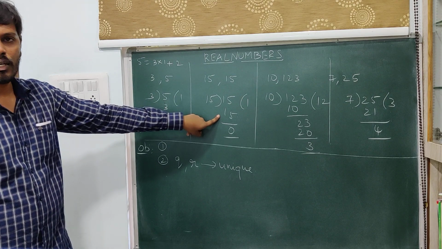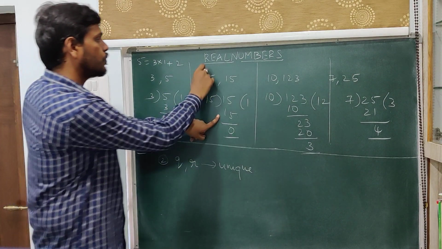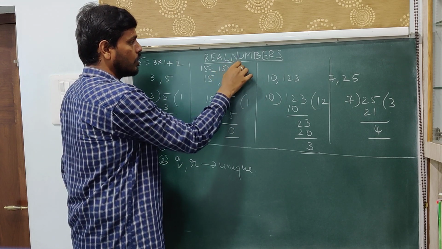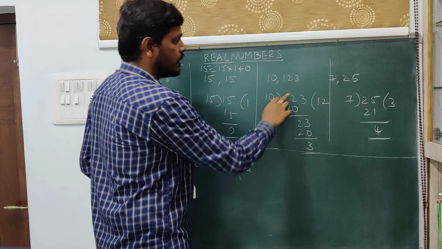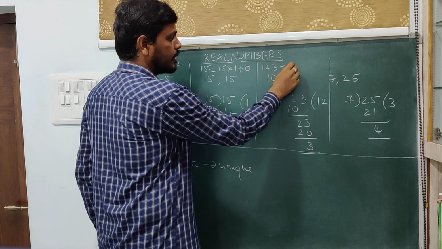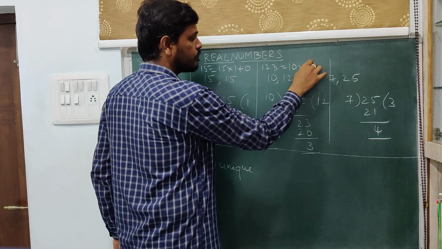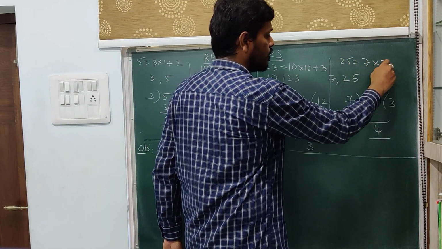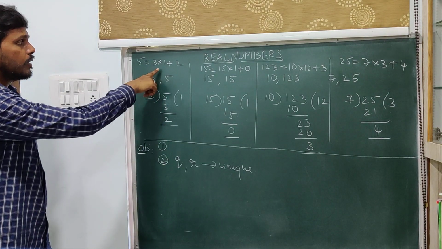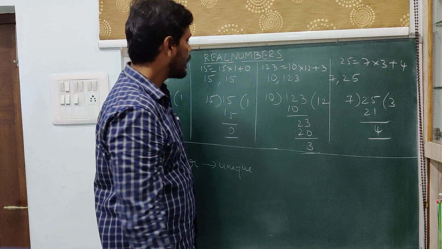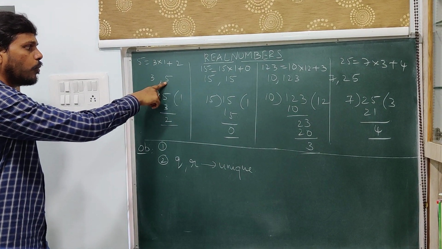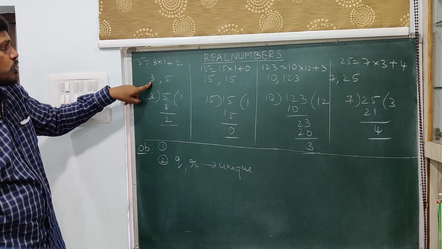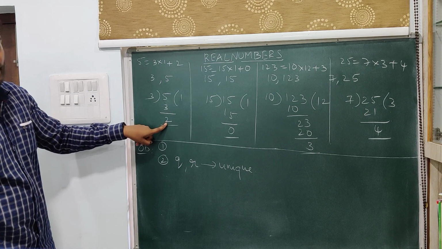Now, I apply the same process here and examine whether it is working or not. That is, 15 is equal to 15 into 1 plus 0. Next, 123 and 10. So, 123, I can write as 10 into 12 plus 3. And here 25, we can write as 7 into 3 plus 4. In fact, the same rule can be applied for all the cases. Therefore, I can say that whenever you are given two positive integers, one positive integer can be written in terms of the other positive integer using the two newly arrived numbers.